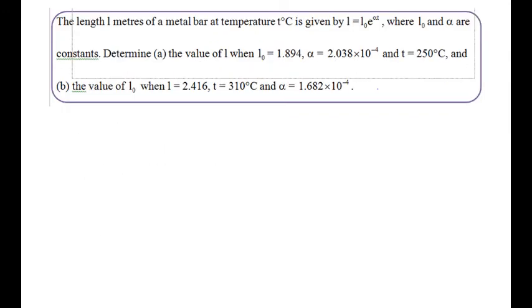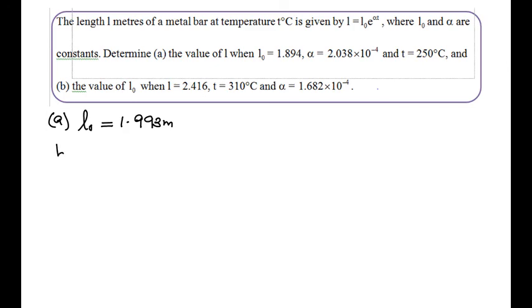A typical exam question where the first part is basic, it's just basic substitution. You're given the numbers and you just need to put them in. So putting the numbers that are given into the calculator, we get that L naught is 1.993 meters.